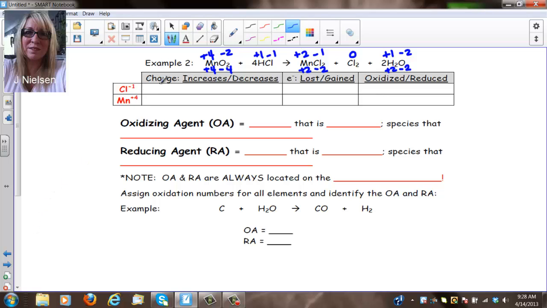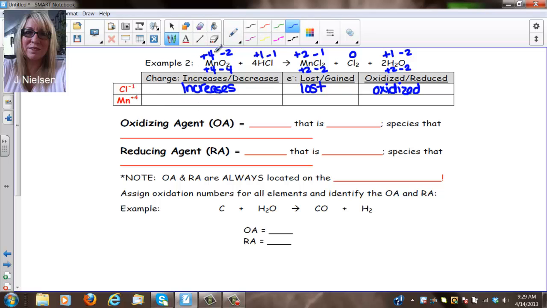So let's see what's going on. We have chlorine going from -1 in HCl to 0. So I'm going from -1 to 0, so therefore my oxidation number is increasing. It's becoming more positive. And when it becomes more positive, it means that I lost electrons, and that is oxidation. LEO: Loss of electrons is oxidation, and the oxidation number becomes more positive.